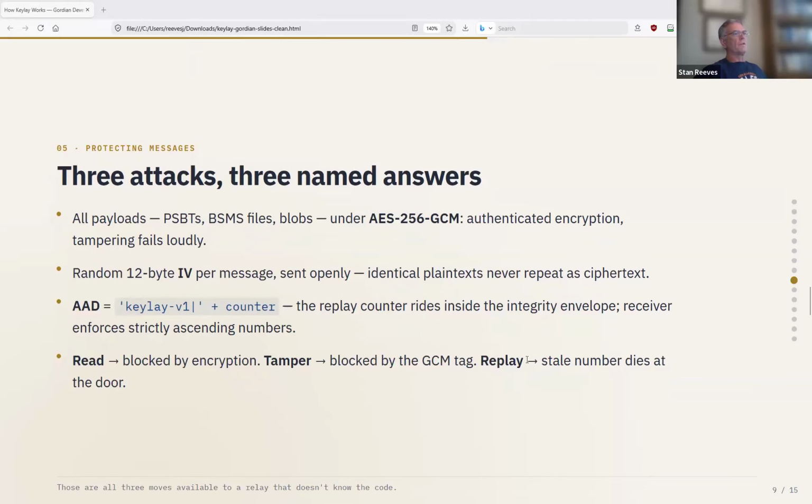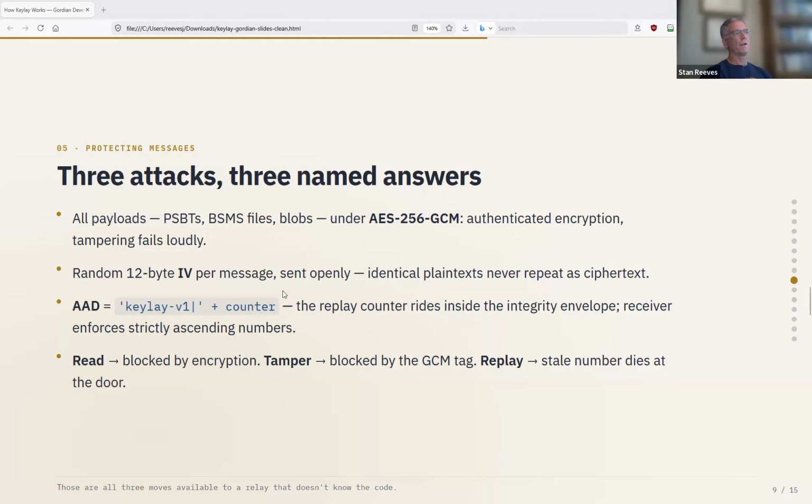So there are three possible attacks that could happen here, and this might be getting into the weeds a little more than we want to. But we want to be able to send PSVTs, BSMS files, various blobs of data under AES 256 GCM encryption. So we want that to be able to detect if there's any kind of attack there.